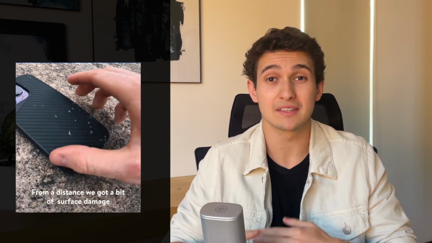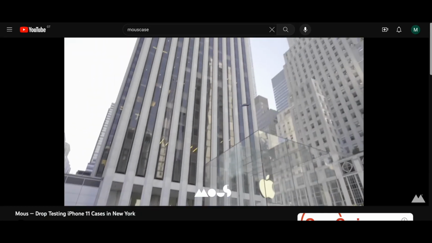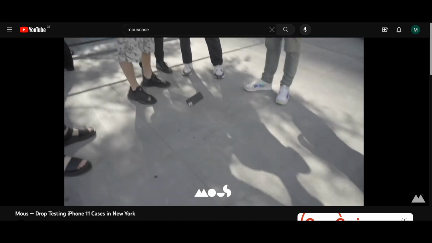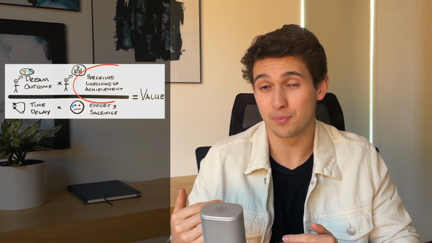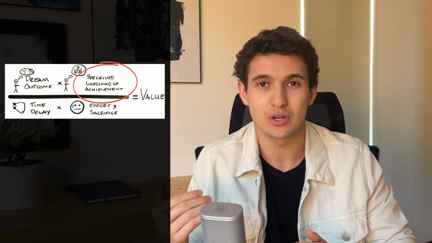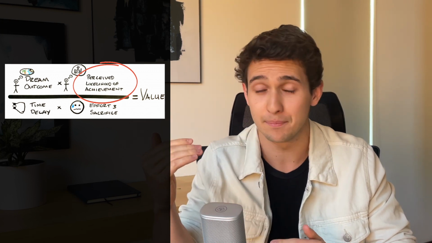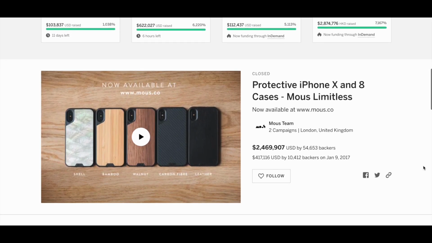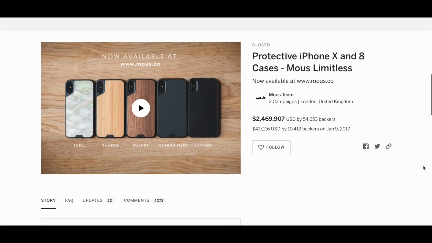Just like this brand, where they're showing how their iPhone cases will protect your iPhone no matter what. Many other brands have the same dream outcome, but because of how they demonstrate the dream outcome being achieved at the most insane level, then the perceived likelihood or probability of their customers or prospects achieving that dream outcome is insanely high and probably the highest amongst its competitors. No wonder why they were able to raise $2.5 million in Indiegogo.